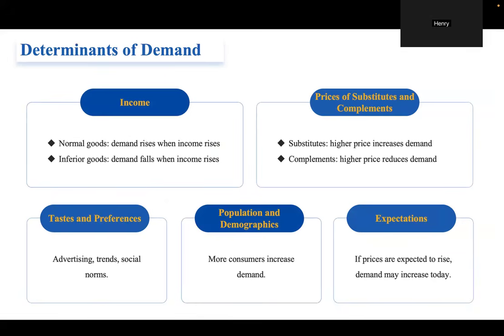One, tastes and preferences. Advertising, trends, and social norms can increase or decrease demand. Two, income. For normal goods, demand rises as income rises, and for inferior goods, demand falls as income rises. Three, prices of related goods. For example, for substitutes, if the price of one rises, demand for the other increases. Whereas for complements, if the price of one rises, demand for the other decreases.